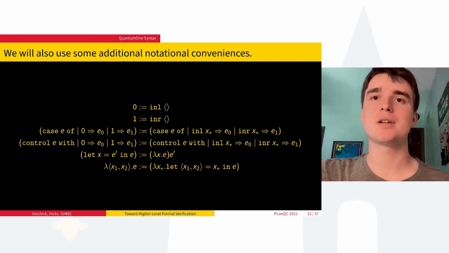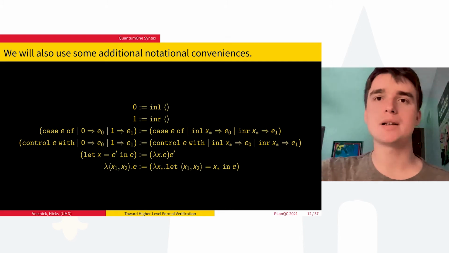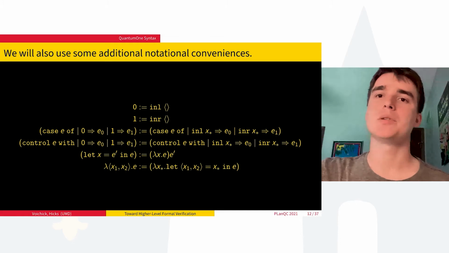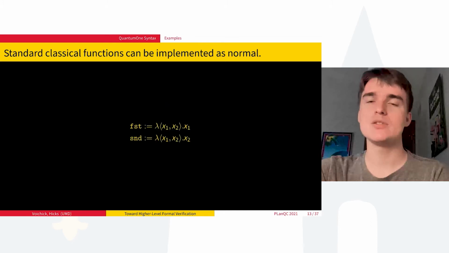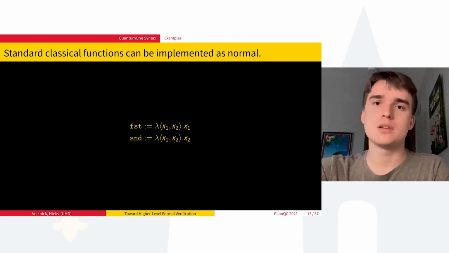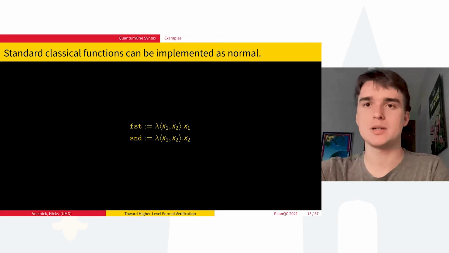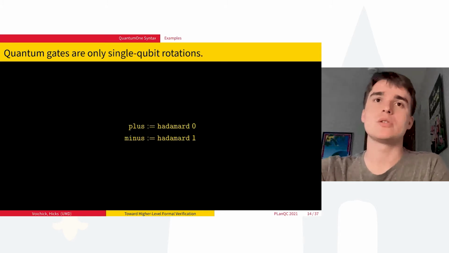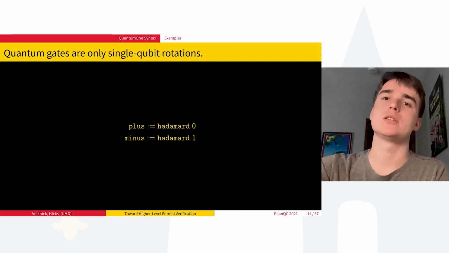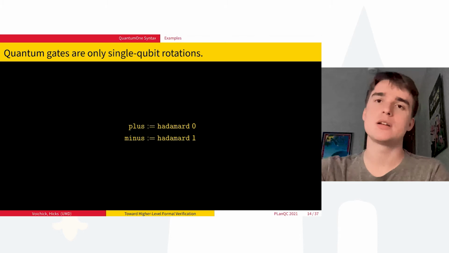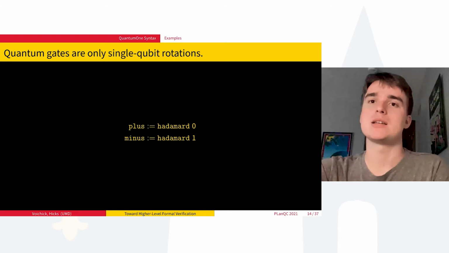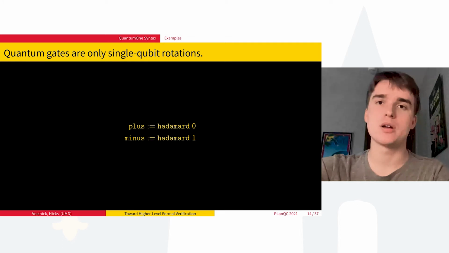There are also a few notational conventions that we'll use. Specifically, we'll use tagged unions to represent bits, and we'll be able to use let expressions and function application fairly interchangeably. Using these features, a lot of standard classical functions can be implemented as normal. We can here implement a first and second function that output the first or second element of a pair, for example. But then the language also includes some quantum gates, which are the only way to produce superpositions in the language. So for example, you could have a Hadamard in your gate set, and then you could define the plus and minus like this, Hadamard 0 and Hadamard 1.